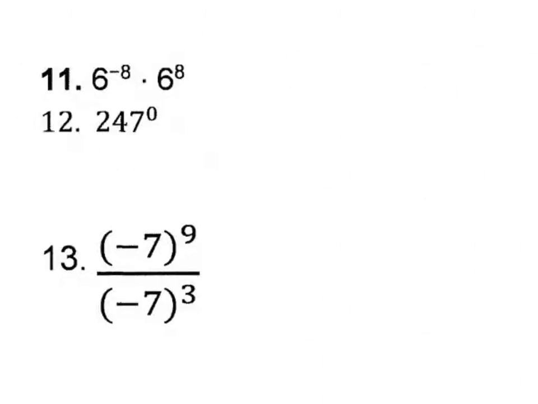On number 11, you can see that our bases are the same, and we're multiplying. So what we're going to do here is add these exponents. So we would get 6 to the negative 8 plus 8. Well, negative 8 plus 8 is 0, so we get 6 to the 0. And then we have a 0 property rule that tells us anything to the 0 power equals 1. And that makes number 12 really easy, because we have 247 to the 0 power. That's going to equal 1 also.